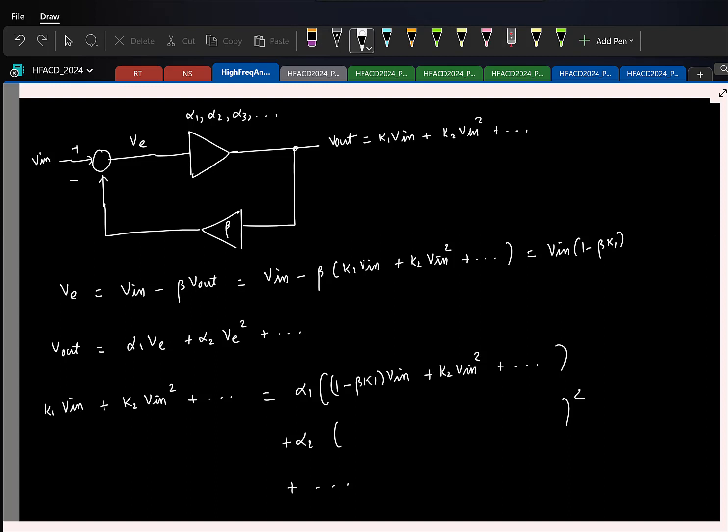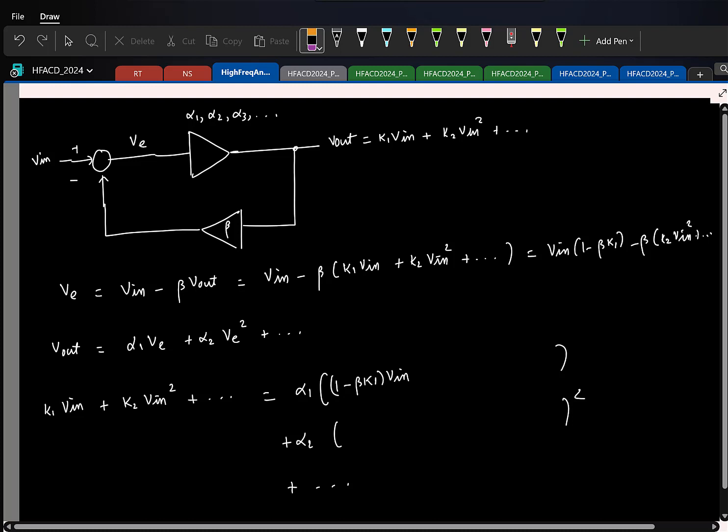Yeah. So this is minus beta times K2 V in square plus 1. Yeah, you're right. So this also I write it. Minus beta times K2 V in square and so on. Okay.